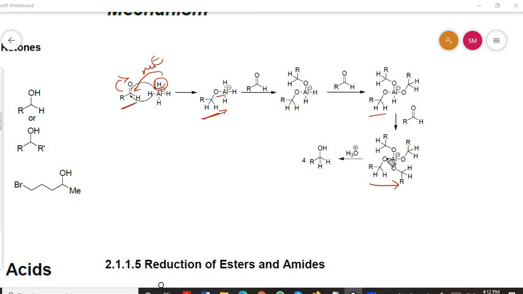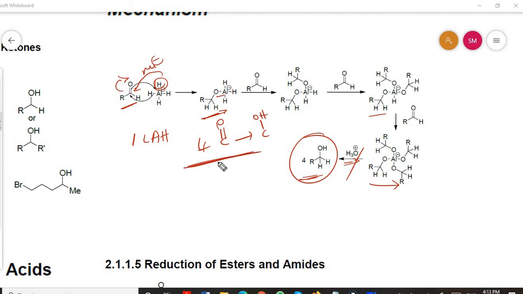Okay, this tetraalkoxy aluminate molecule can be easily hydrolyzed using H3O plus, that is acidic water, to give the alcohol. So for 1 mole of lithium aluminum hydride, 4 moles of carbonyl compounds can be converted into the alcohol. Sometimes the number of moles can also be asked in questions. As you understand the mechanism, it will be similar for all the compounds.